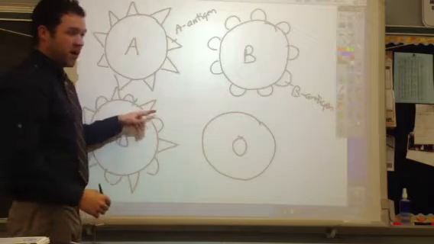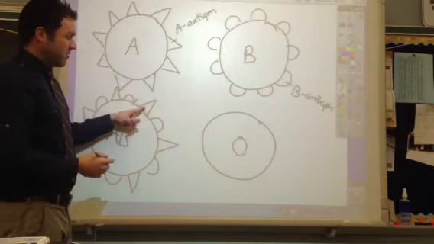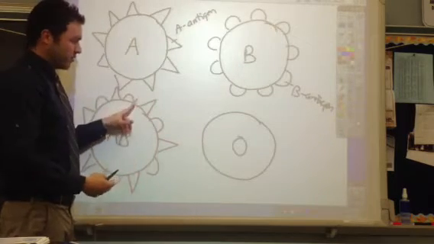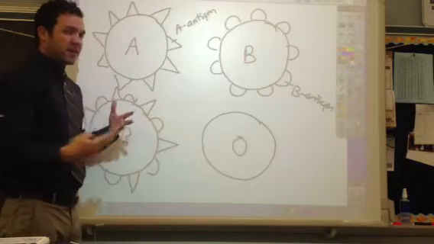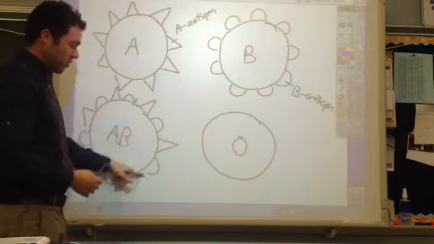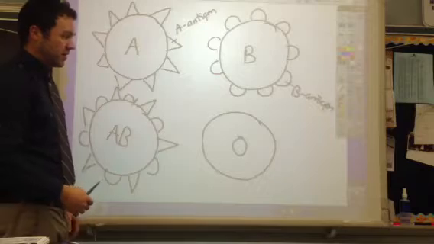If it was incomplete dominant, then it would be a different situation. It's like blending the 2 together, so it would be half triangle, half moon, but that's incomplete. This is codominant, so they both show through independently.